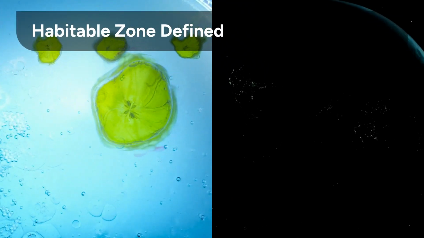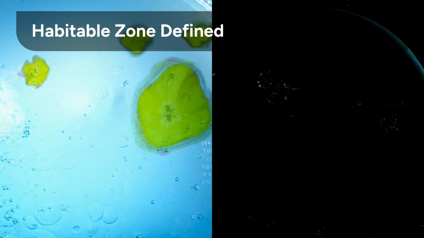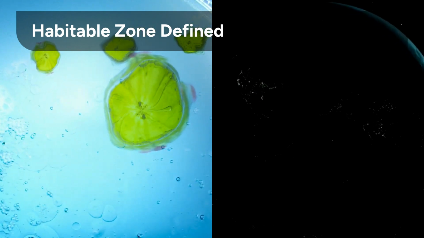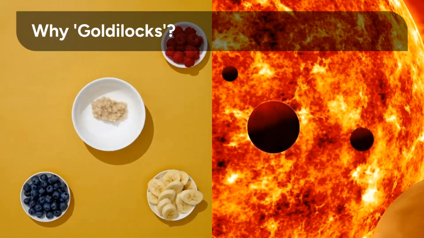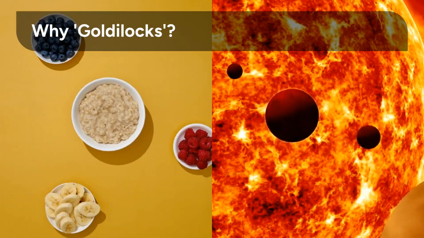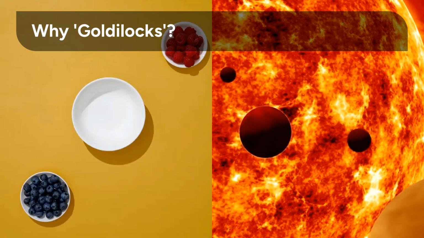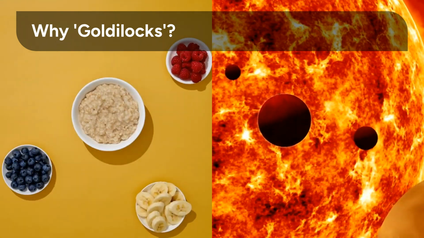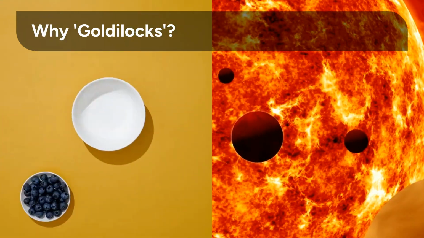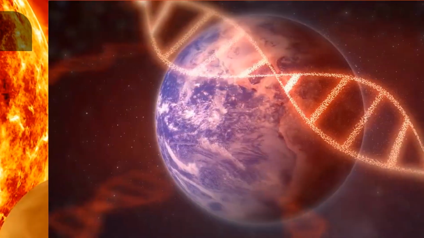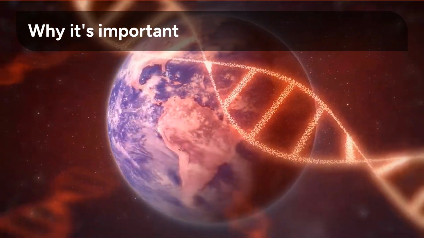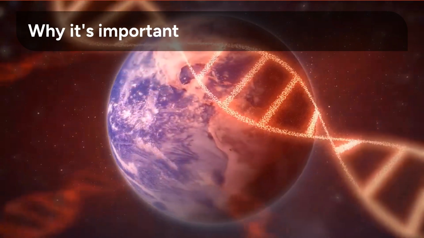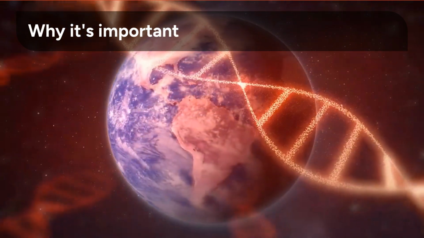And why is liquid water so important? Because, as far as we know, liquid water is absolutely essential for life to thrive. The name Goldilocks Zone comes from the classic fairy tale Goldilocks and the Three Bears. Remember how Goldilocks found the porridge, chair, and bed that were just right? It's the same idea here. A planet needs to be just right, not too hot and not too cold, for liquid water to exist stably on its surface. And that's why it's so important for life as we know it.